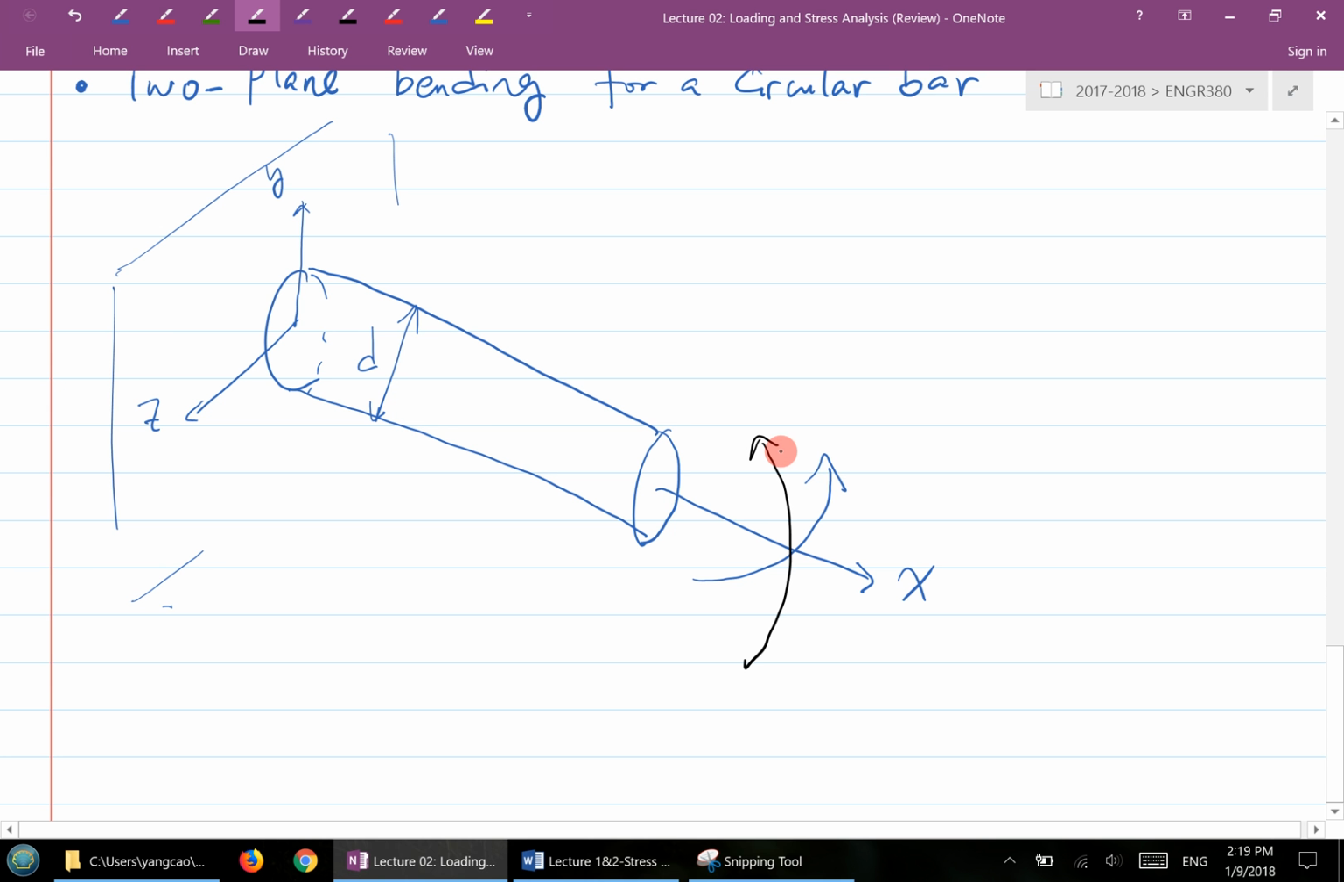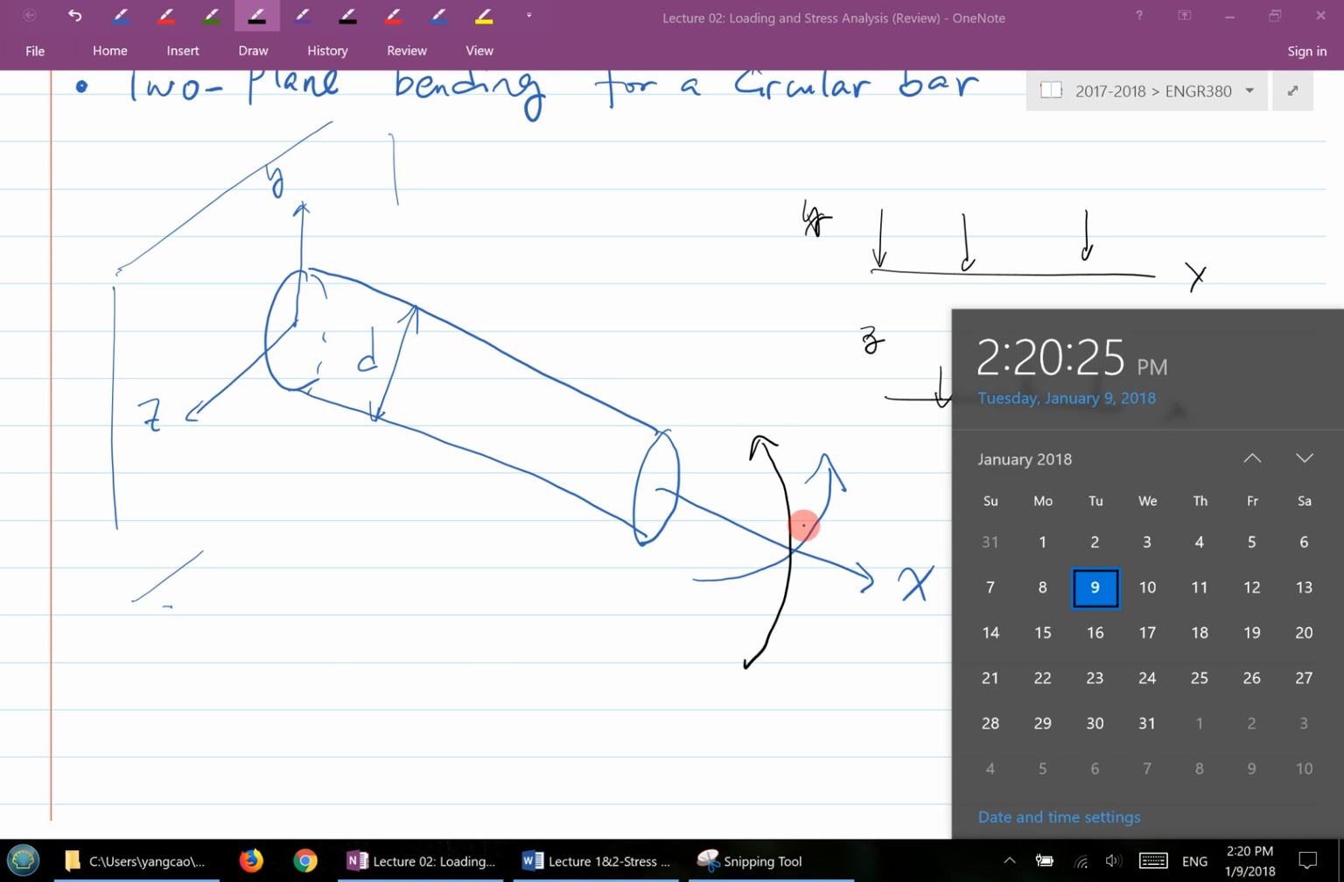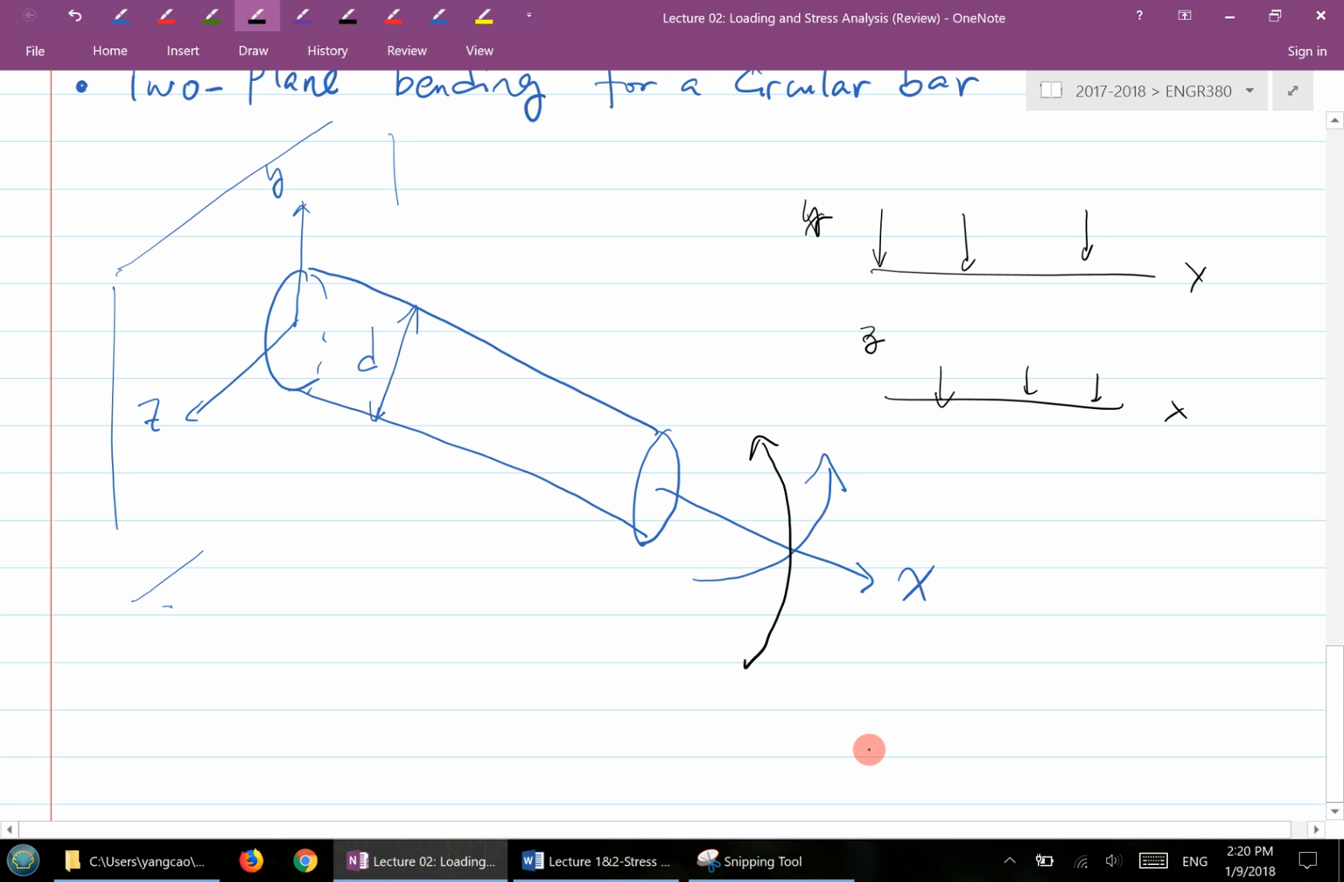When you have a shaft, you may have a loading in this direction, let's say this is your XY plane, and the same thing in the XZ plane, and you might have another type of loading condition. This is your z now, in the XZ plane. So this loading condition will result in bending moment in each plane. That's basically where the two-plane bending comes from.